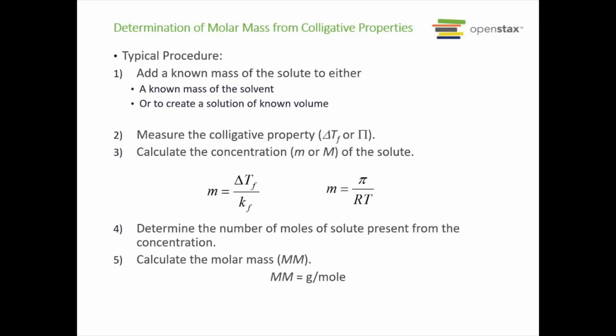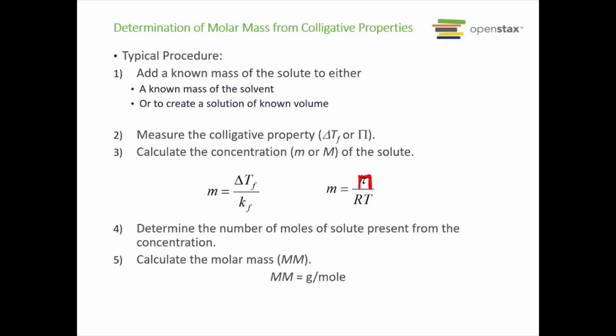to either a known mass of solvent or you make a known volume of a solution. Then you go and measure its colligative property, either the change in freezing point or osmotic pressure. And then you can use that to calculate its concentration, either in molarity or molality. So for instance, molality from the freezing point depression is equal to delta TF over KF. Or from osmotic pressure, it's equal to pi, osmotic pressure, over RT.